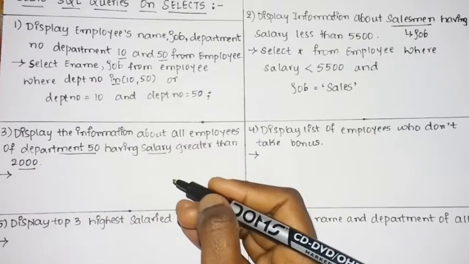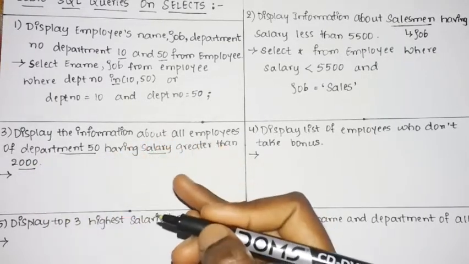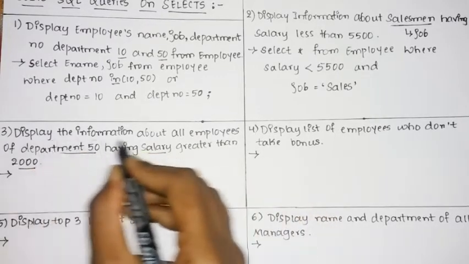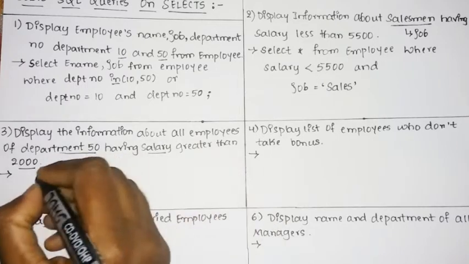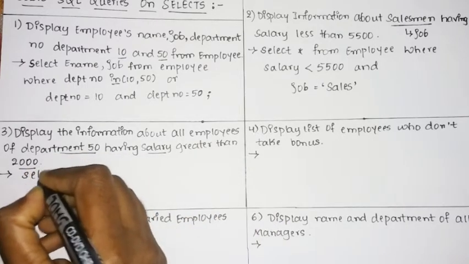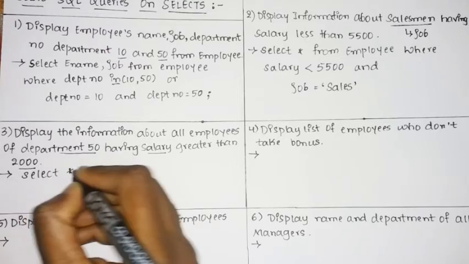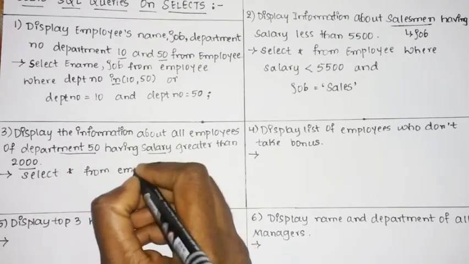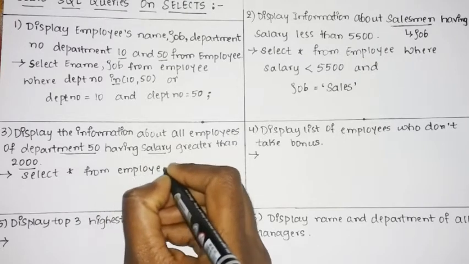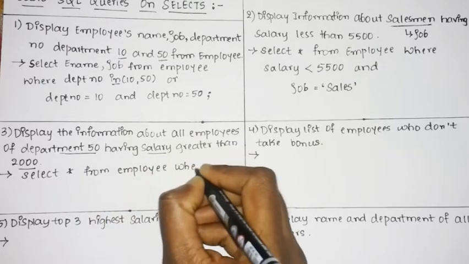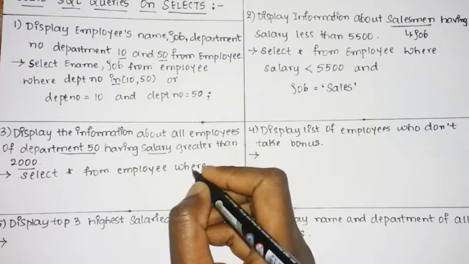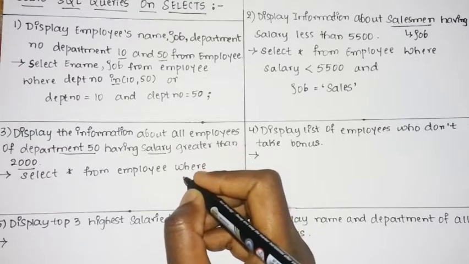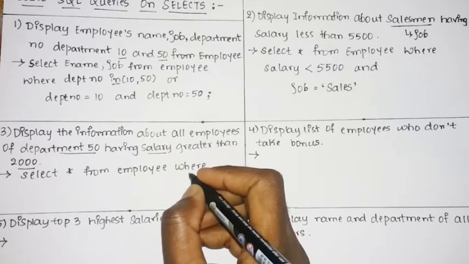So whenever there is a query, you need to break the query so that you can easily write it. Here you can see initially you need to display the information of all the employees. Therefore you are going to use a select clause: select star from employee. Then you need to specify the condition. For that purpose you are going to use a where condition, which will specify the condition. So select star from employee where.